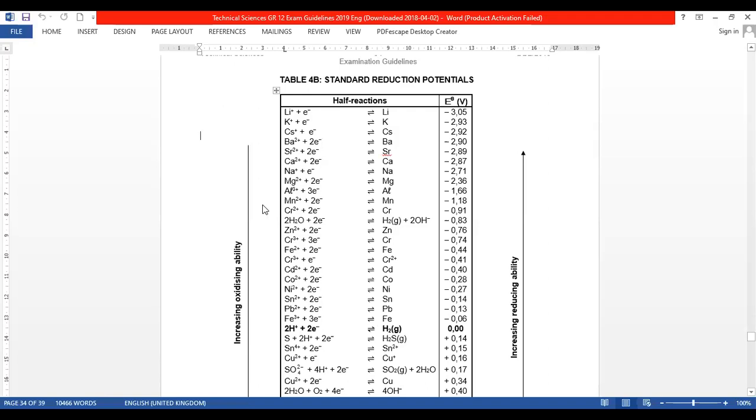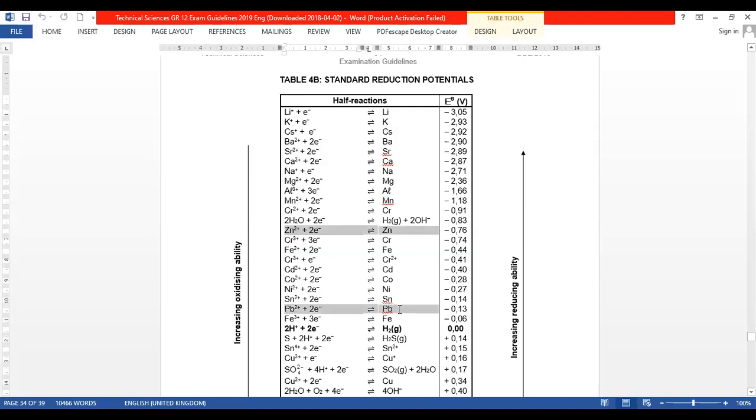Then we look for zinc. There it is. And we look for lead. There it is. So what did I say to you with table 4b? The one on top will undergo oxidation. Remember it like that. The one at the bottom will undergo reduction. And you know why it undergoes reduction? Because the reduction potential of lead is higher than the reduction potential of zinc. So lead loves reduction more than zinc.